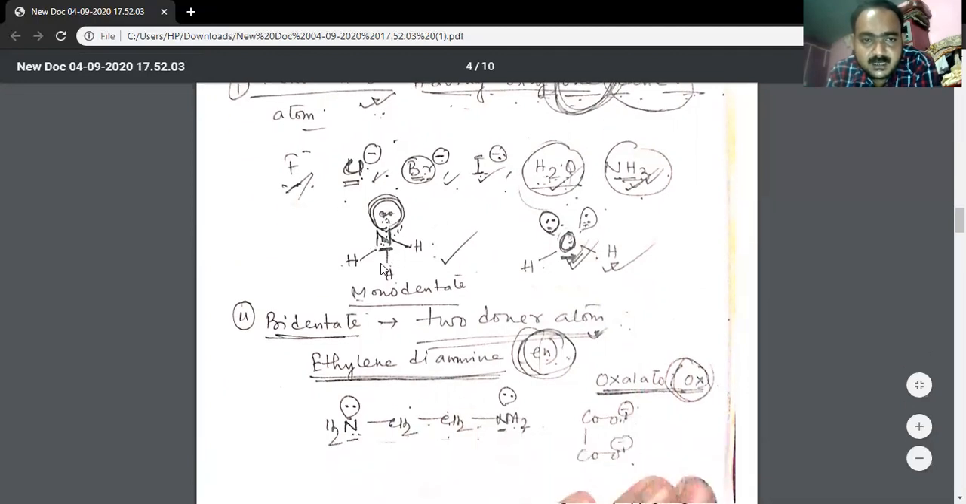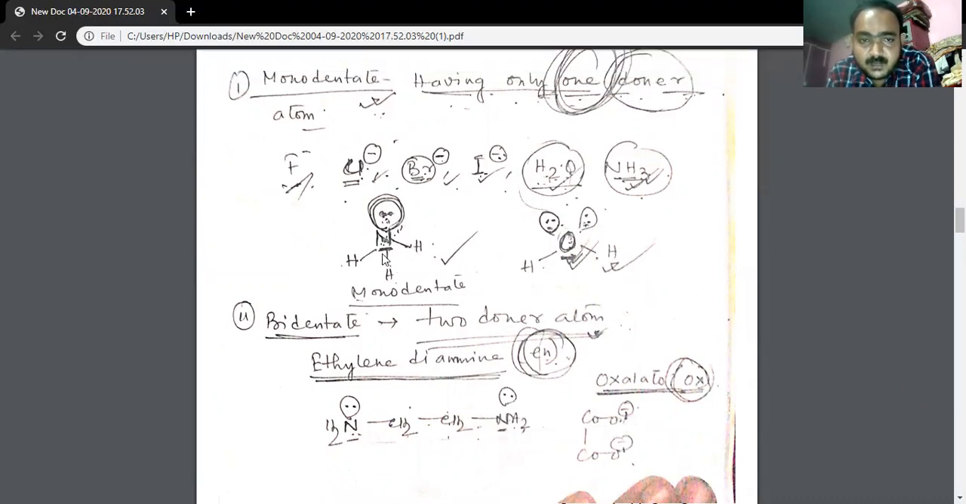Now see, it is a tetraatomic molecule, but this is none of my business. My business is the number of lone pair carrying atoms. This is the lone pair carrying atom, that is, number one. So that is a monodentate ligand.